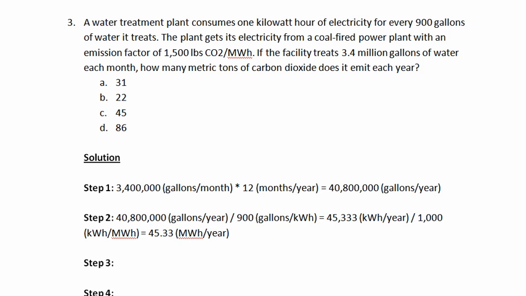Now all that's left to do is to multiply our electricity consumption in megawatt-hours per year by the emission factor, which was given to us in the problem. So 45.33 megawatt-hours per year, multiplied by 1,500 pounds of carbon dioxide per megawatt-hour, is going to give us 68,000 pounds of carbon dioxide per year.